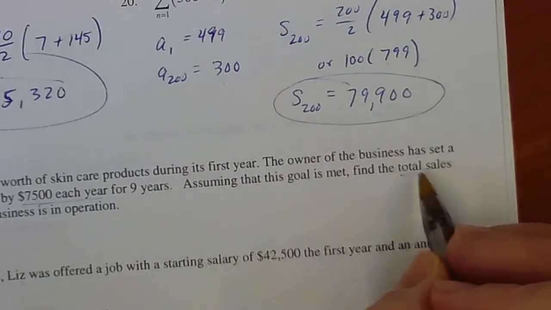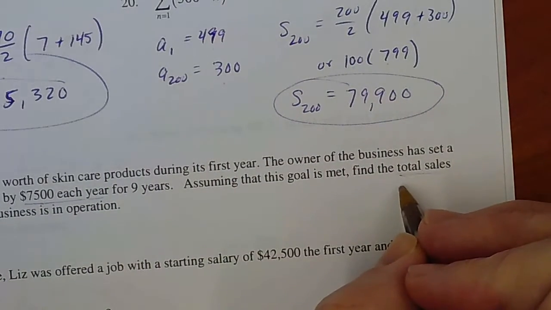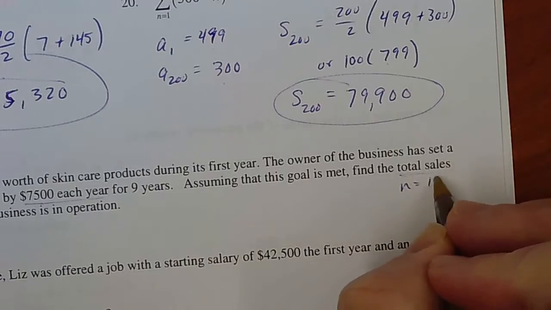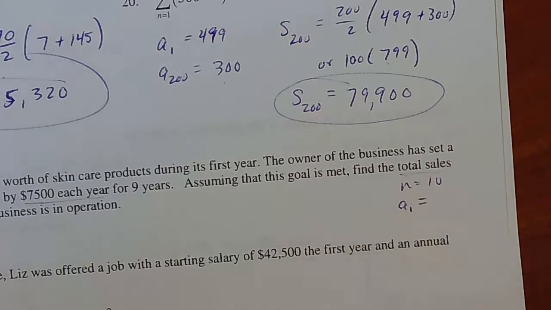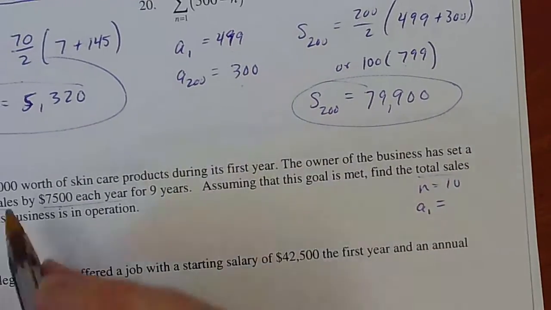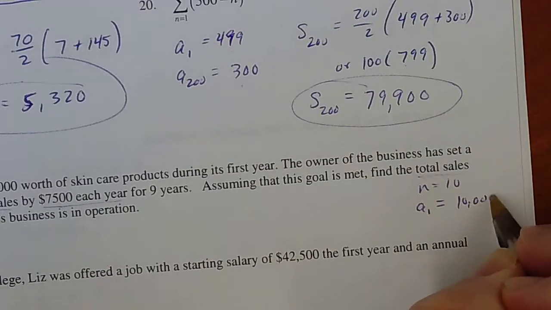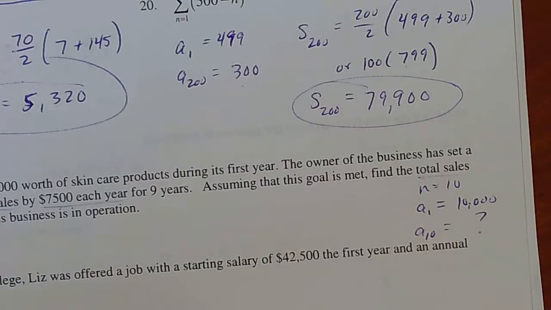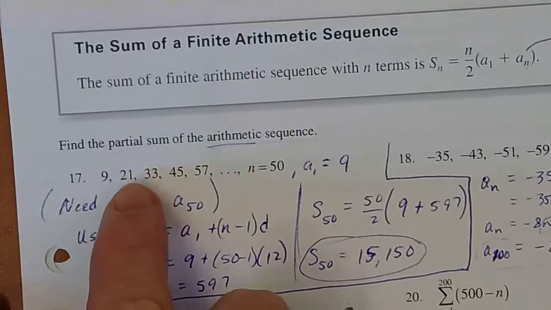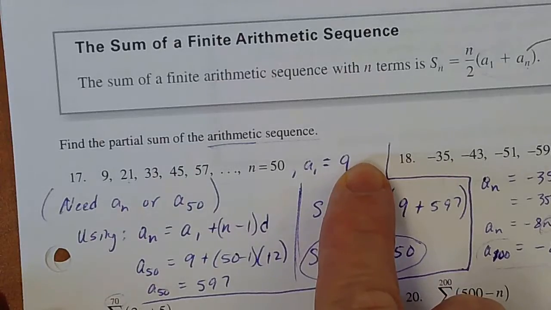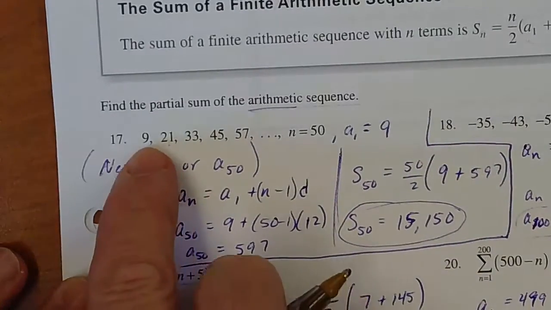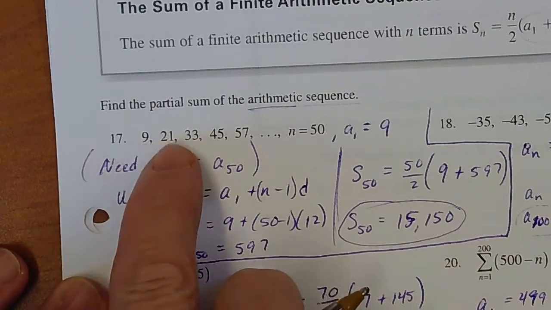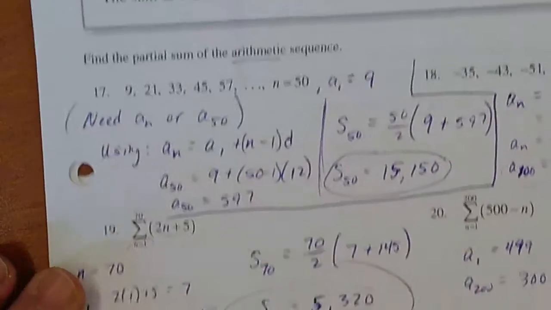Because right now, if we wanted to find the total sales, think about what we have. We know what n is. They said 10 years. We do know the first term of the sequence. It starts off with $10,000 in sales, but we don't know the 10th year yet, and we need to go find that. Okay, and we can. This is just like 17 and 18, basically. All right, because 21 is starting off with 10,000 right there, and then it's increasing by a set amount.